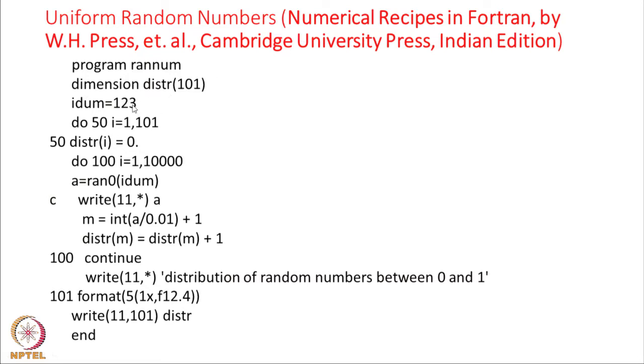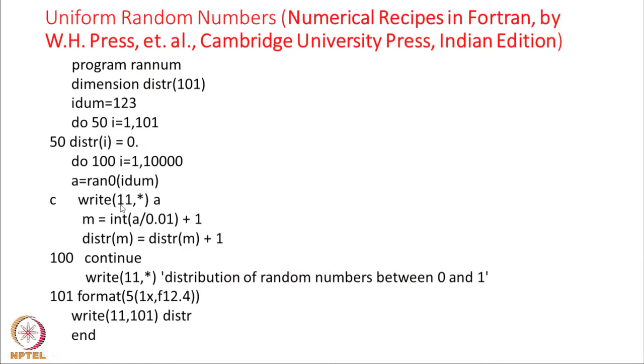In that book several algorithms are given for uniform random numbers. I am going to use the first one. This is my starting value, it is called a seed. Since I have 101 values of the distr variable, I will assign all of them to 0. So, this do loop, do 50 I going from 1 to 101, distr(I) is equal to 0. All the values of this variable are set to 0 at the beginning.